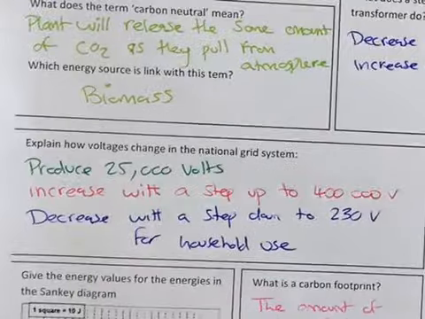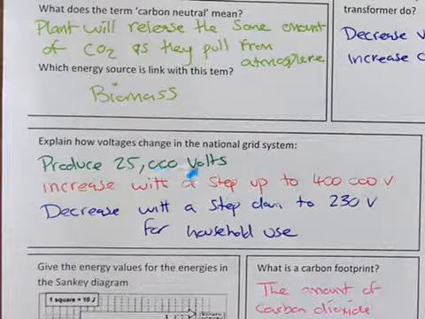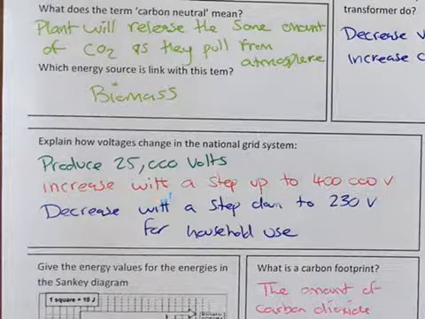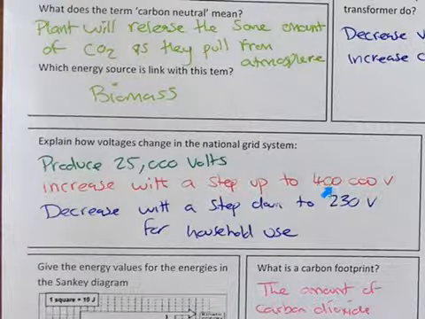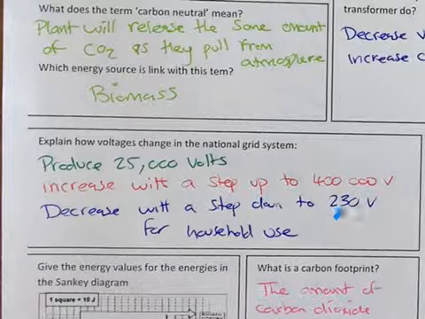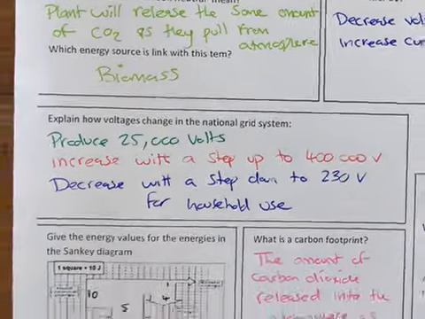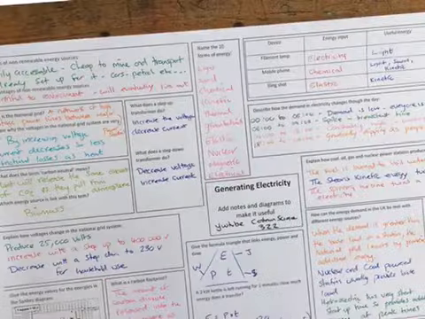How these change in the national grid system: typically, power stations produce 25,000 volts. They increase that with a step-up transformer to 400,000 volts, or 400 kilovolts. And then when we need to use it, they'll have these step-down transformers, which bring it right down to 230 volts, which is what we use in the UK mains supply for household use. There are others they use for factories, three-phase electricity, but we don't really need to know about that.